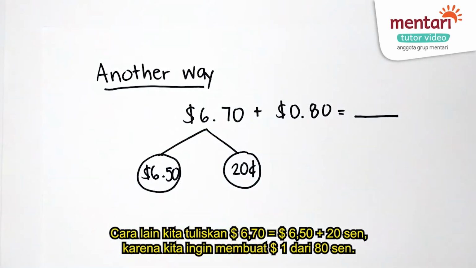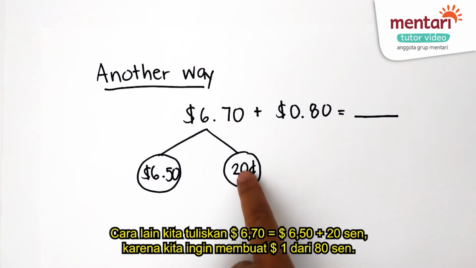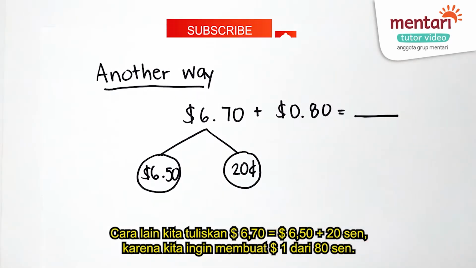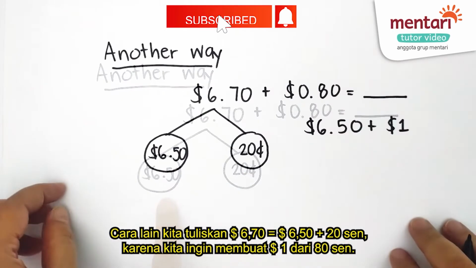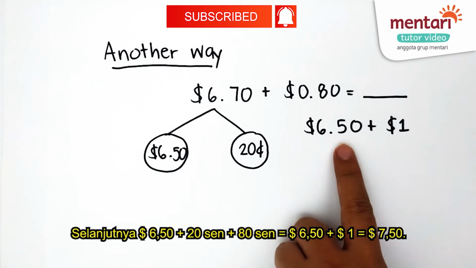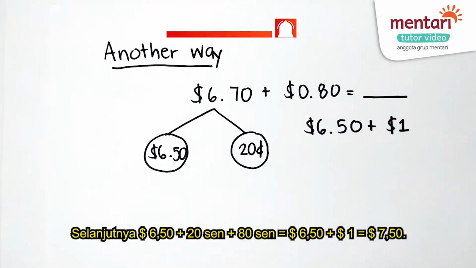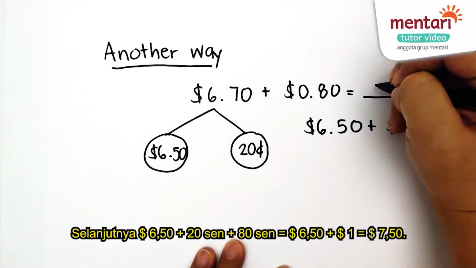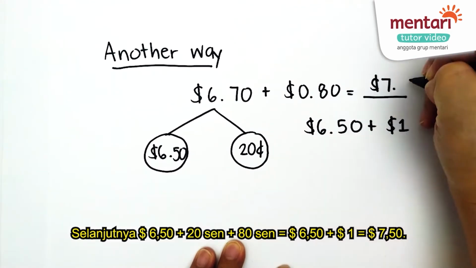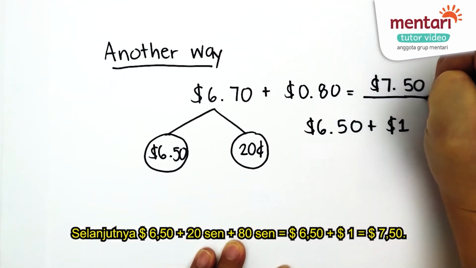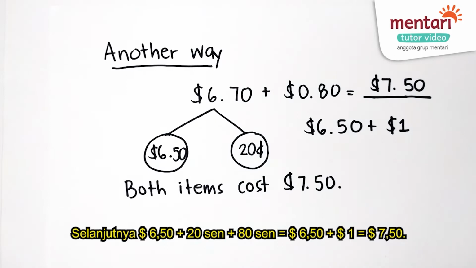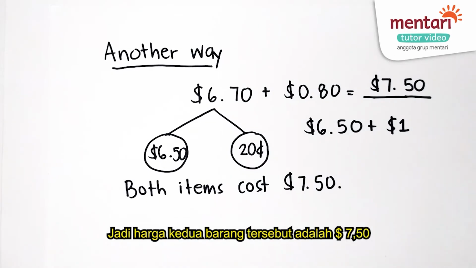Therefore, we already know that 20 cents and 80 cents will give us $1. $6.50 and $1 will give us the same answer, which is $7.50. Therefore, both items cost $7.50 all together.